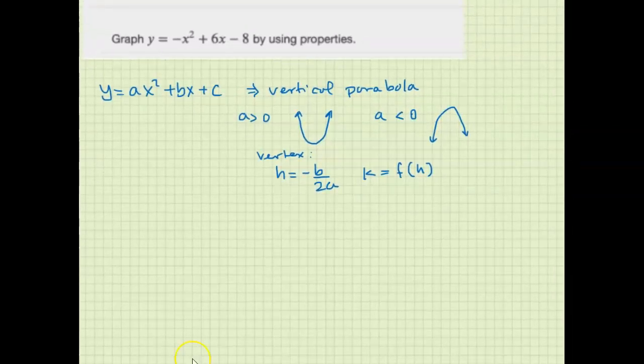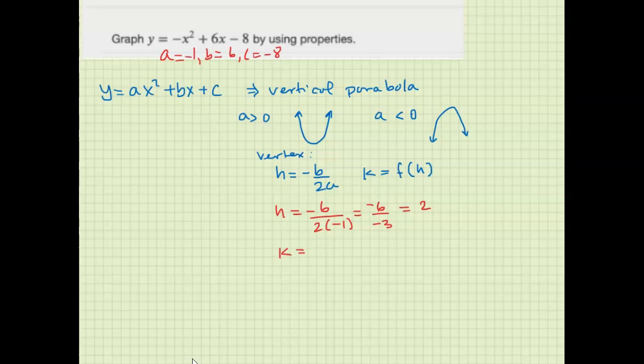So we're going to find the vertex. We have a is negative 1, b is 6, and c is negative 8. So h is going to be negative 6 over 2 times negative 1. Negative 6 over negative 3 gives me positive 2. Now take that and plug it into the equation to find the k value. So we have negative 2 squared plus 6 times 2 minus 8.